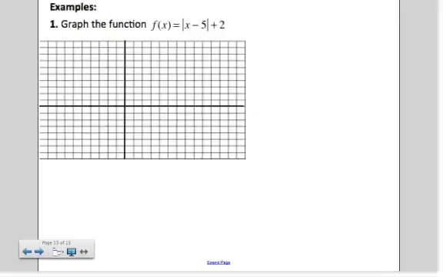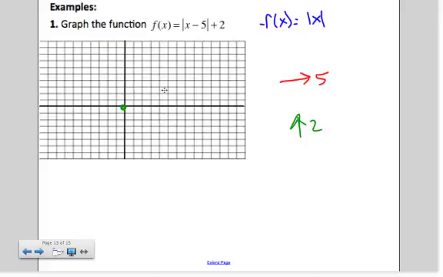All right, so let's see what we have here. If you can tell what's different from f of x equals the absolute value of x, what's different? Well, I've got this x minus 5 business. That means it's going 5 to the right, so it's a horizontal shift of 5. The plus 2 means that it's going to go up 2 units, so it's a vertical shift of 2. So instead of plotting 1, 1, I'm going to go up 2 and over 5.